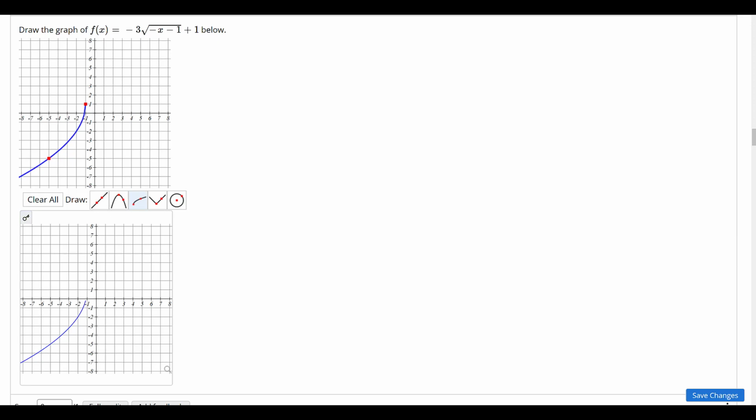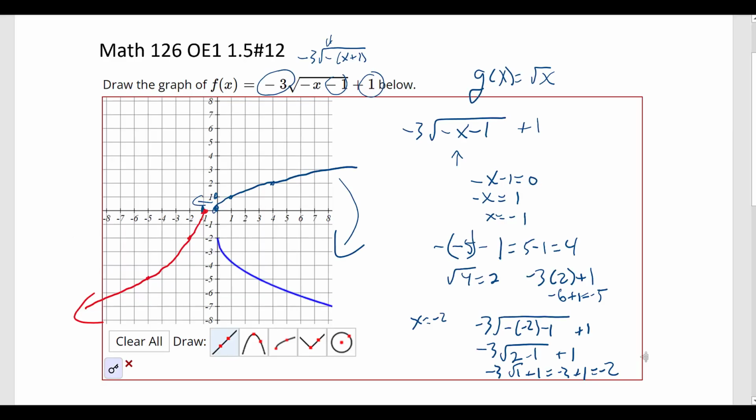It doesn't show going up, but if I go back to here, when I put negative 1 there, let me rework this. For x being negative 1: negative 3 times the square root of negative 1 minus 1, plus 1. It's negative 3 times the square root of 1 minus 1, plus 1. So negative 3 times the square root of 0, plus 1, is 1. So that should go up to the 1 up here. And I believe that's the best way to get that answer.